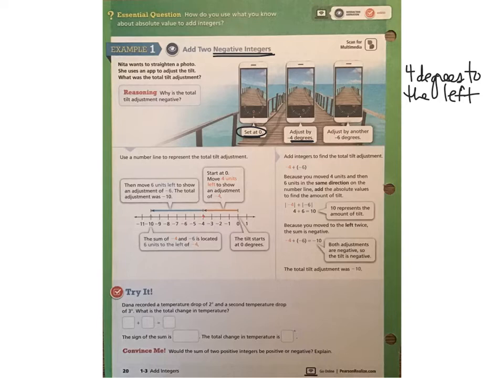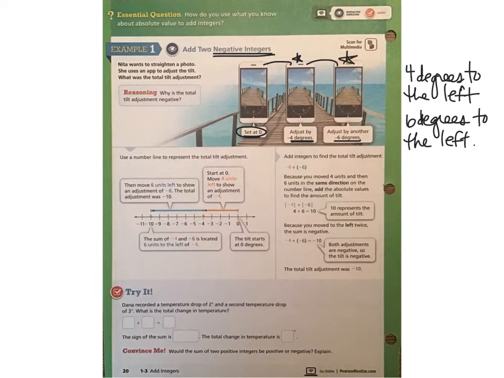But she notices then, by looking at the second picture, that the picture is still not straight. Okay, there's still a tilt to it. So then she moves on to the third picture, which is where she's adjusted it by another 6 degrees. Okay, and another -6 degrees means 6 degrees again to the left. So now the question is, how far is her total adjustment? So if she went 4 degrees to the left and 6 degrees to the left, how far has she gone altogether to get her final picture, which looks pretty straight?